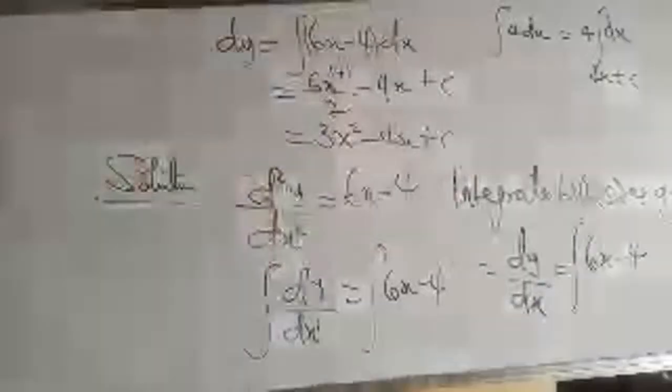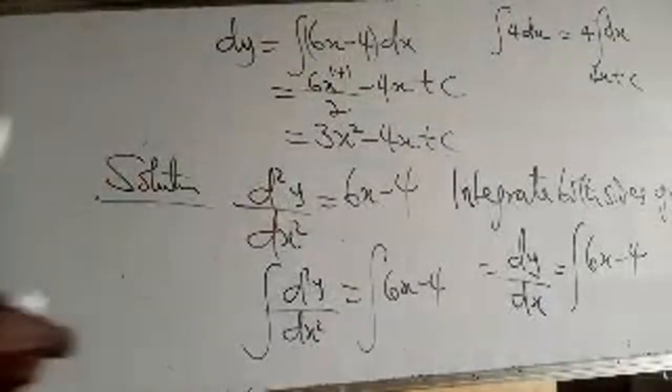This will be because if you integrate 4 dx, from the knowledge we have had so far, 4 is a constant, you bring it out: 4 times the integral of dx. And when you integrate dx, it is x. So 4 times x, then plus your constant. That's how I got minus 4x plus c. So this will give us 3x raised to power 2 minus 4x plus c. That's our dy.